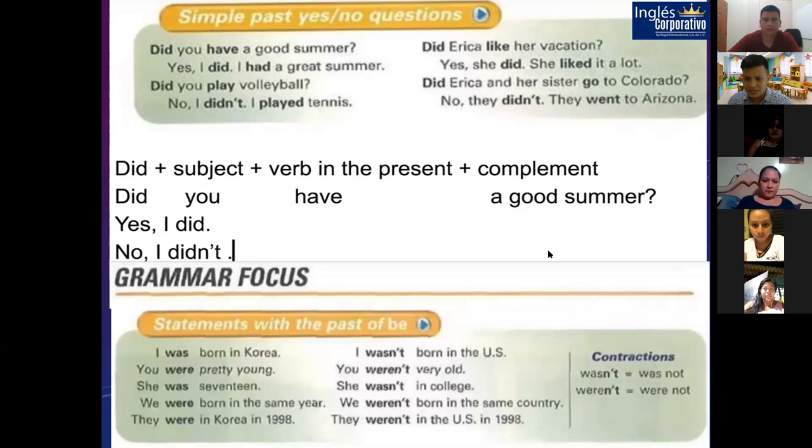Okay, we're gonna focus on this. Vamos a concentrarnos en esto. What happened cuando sí hay un verbo to be? ¿Qué pasa cuando sí hay un verbo to be y queremos formular una pregunta?